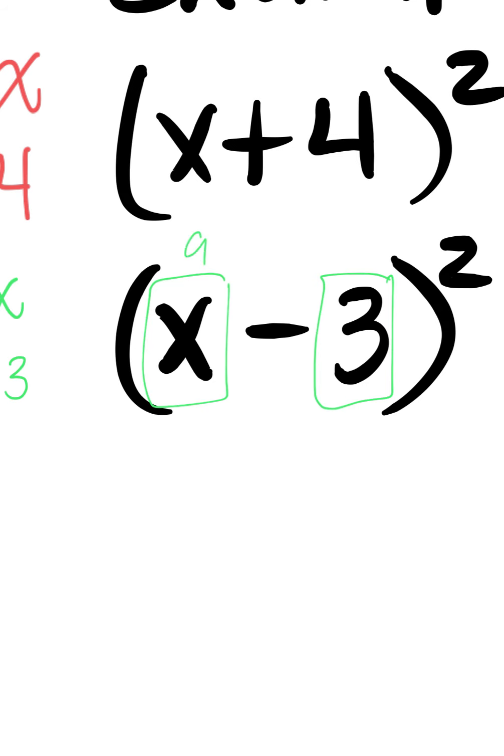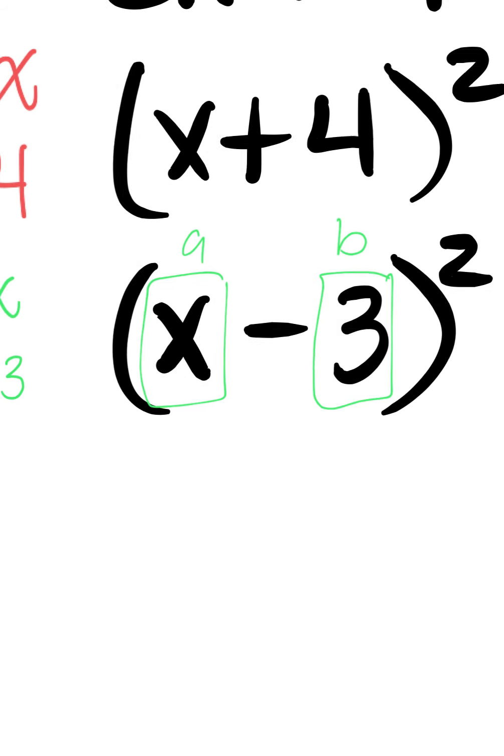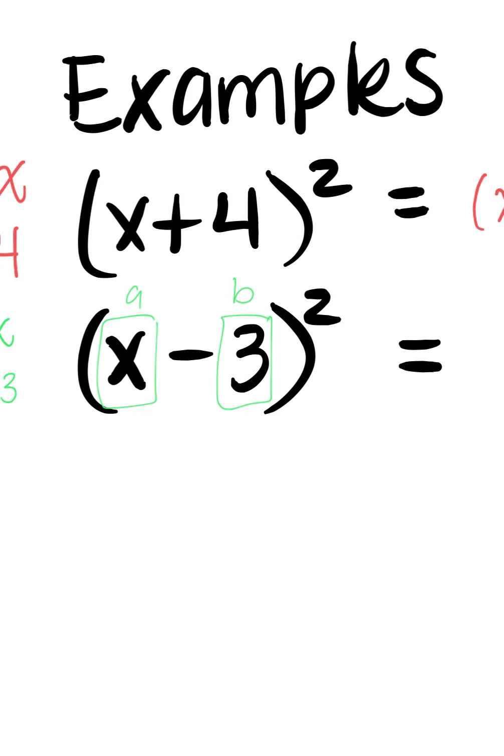A is right here, and b is right here. Because if b was negative 3, this would be a minus negative 3, which would actually be a plus 3. Do you see that? So that wouldn't make sense. B would have to be positive 3. Does that make more sense, Roy? Okay. So a equals x, b equals 3.